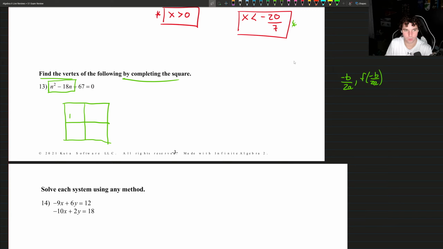So n squared goes up top. And then we need to split up this middle term into 2. So we get negative 9n and negative 9n, right? Because our length and our width have to be the same in order for us to have a perfect square. So factors of n squared, that's n and n.